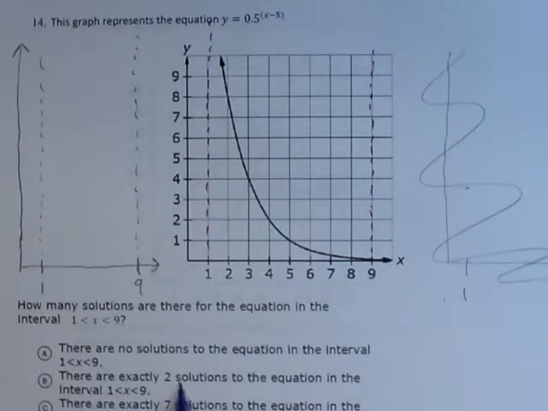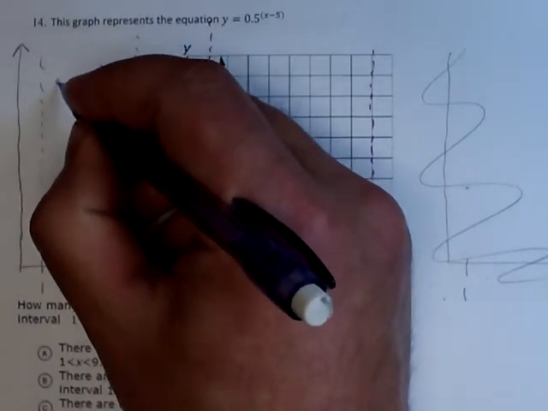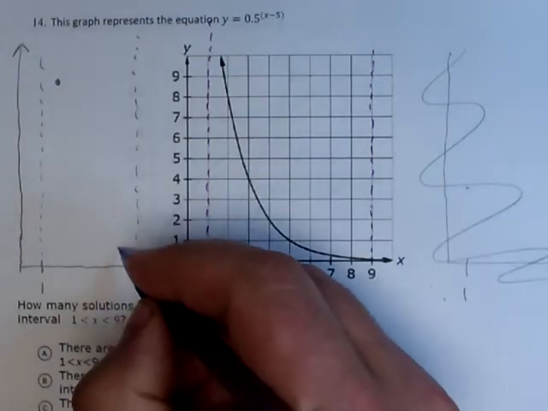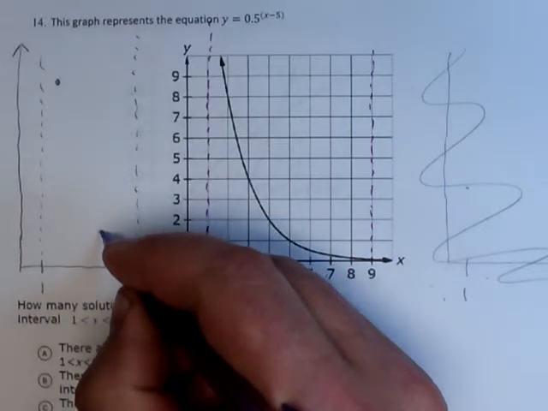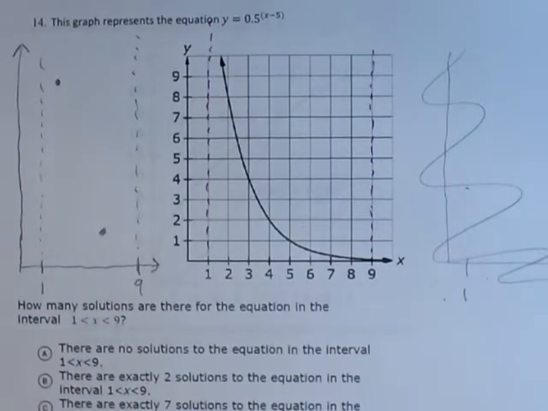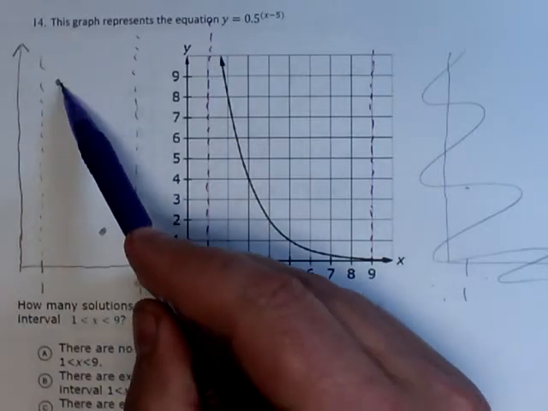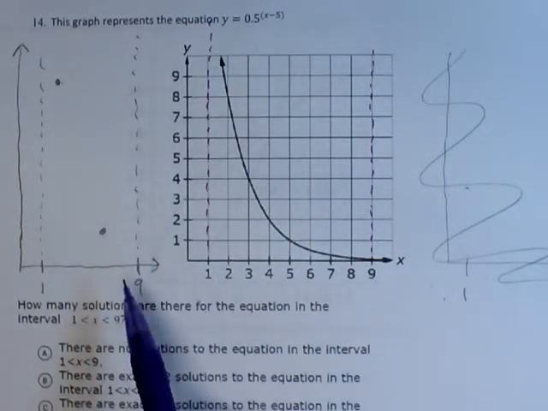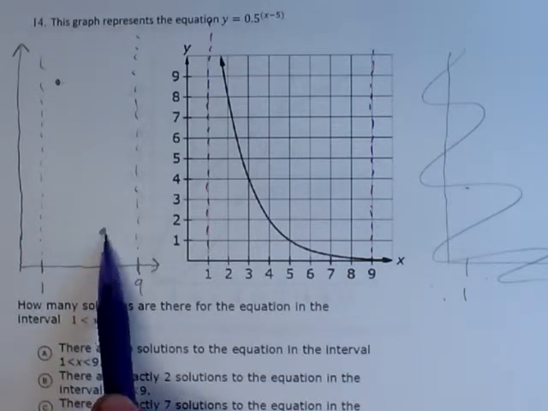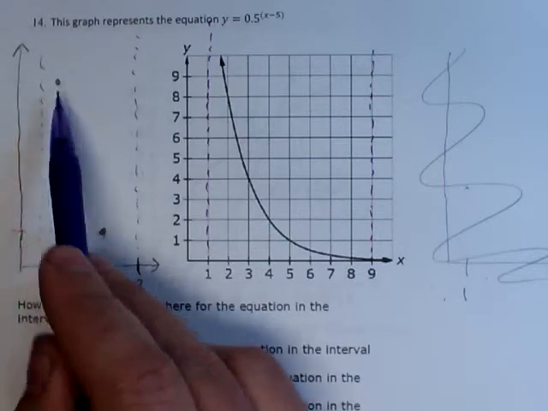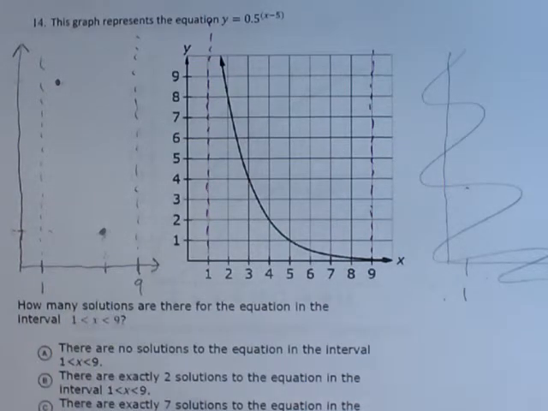There are exactly 2 solutions to the equation in the interval for x from 1 to 9. That would look something like this. Let's say I had 1 point here and 1 point here. This would be 2 solutions. Here's a solution and here's a solution. A solution is just an x, y pair that makes the equation true. So if I know x, I can find y. If I know y, I can find x. That's a solution that makes this equation true. So this would be 2 solutions.